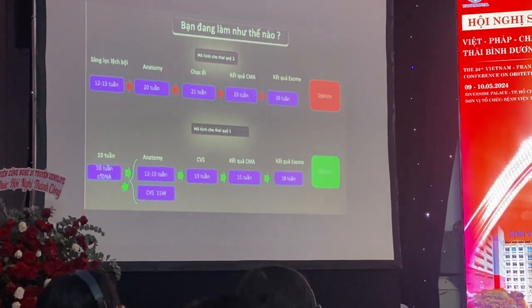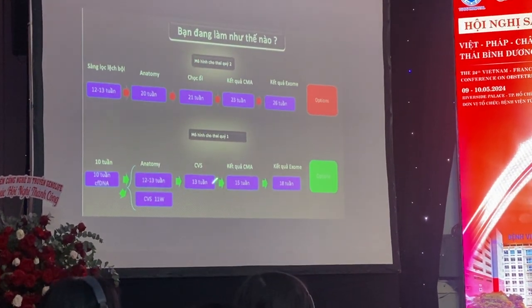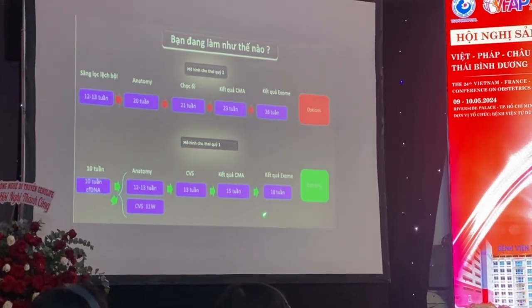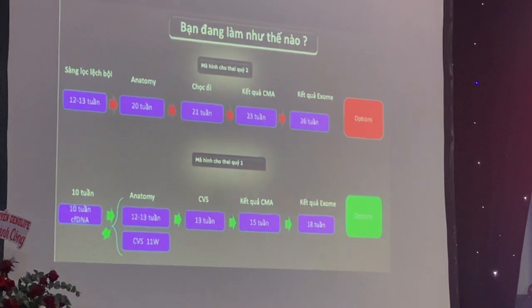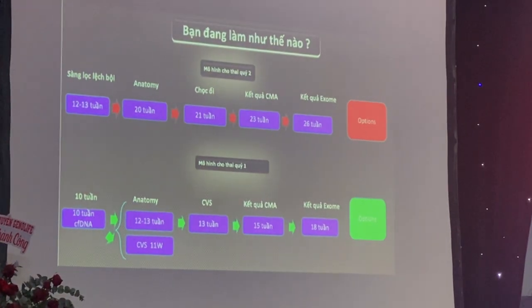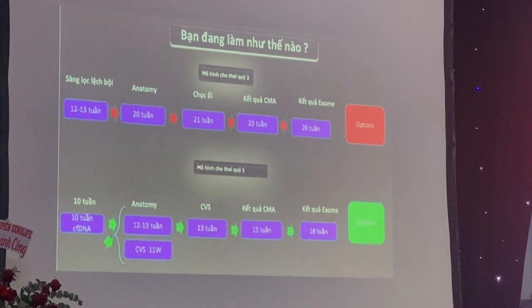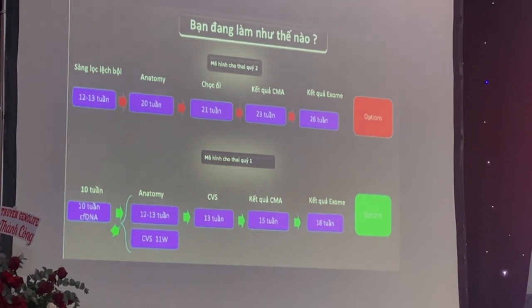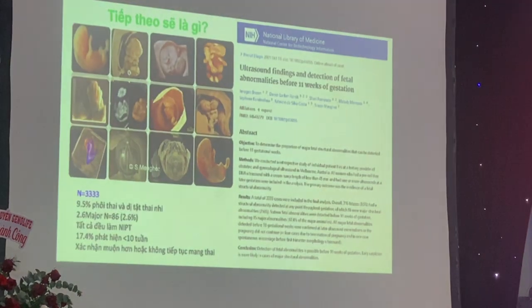Not at 13 or 14 weeks, at 11 weeks. And then once you've got the CVS, if it shows a problem, or there's no problem on the CMA, you have exome sequencing by 18 weeks. That for me is the future. That for me is an inevitability of what's going to happen in prenatal screening, and I think an inevitability in the sense of what will happen to Vietnam in the future.